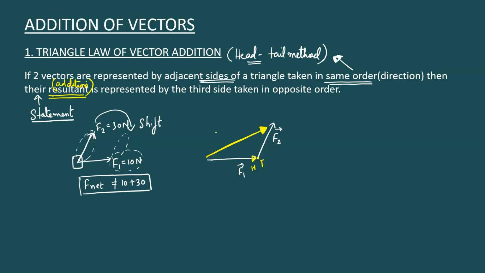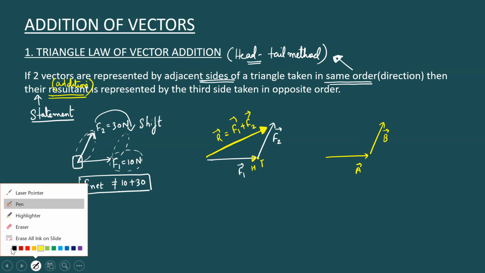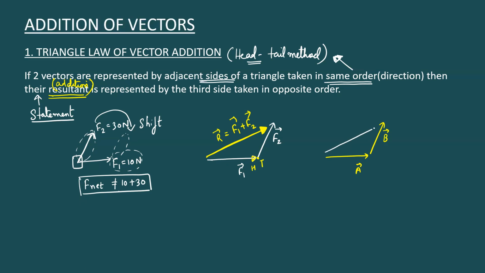This is the resultant. Now, what is the meaning of a resultant? Resultant means the addition of the two. Here I have taken the two as forces, so it is going to be F1 vector plus F2 vector. In general, if I have two vectors, A vector and B vector, and I want to add them, you have to represent them by adjacent sides of a triangle taken in the same order. Then the resultant is represented by the third side taken in the opposite order. C vector is equal to A vector plus B vector.